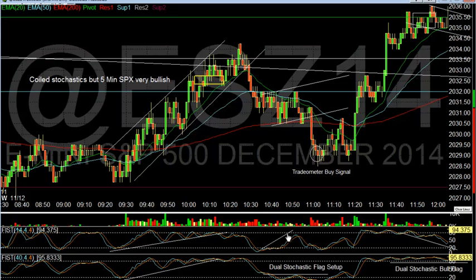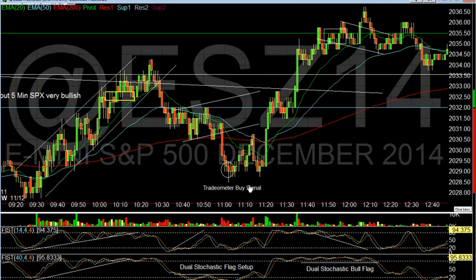Some of them, I was still in the process of getting used to marking these things off, so some of them I did mark off, but it was flatlined here. We rotated back fast, easy call on the flag. Breakdown here, tradeometer buy signal, moves right back up, right off of that level too. And then we're off to the races again.